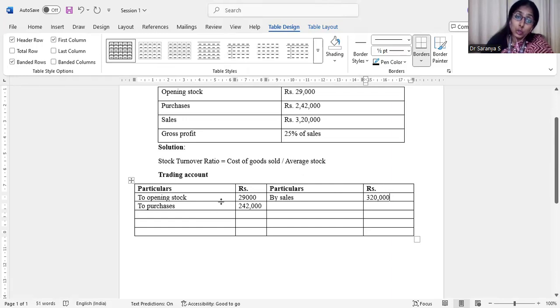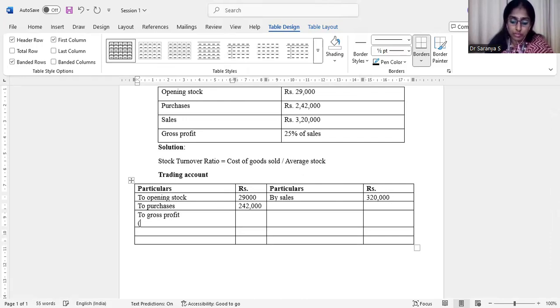Now, gross profit is also given. Gross profit will come when the credit side is more. So 'To gross profit': it is given as 25% of sales. So 3,20,000 into 25% gives us 80,000. So we have opening stock, purchases, sales and gross profit. Whatever information was available in the question, we have used everything in the trading account.